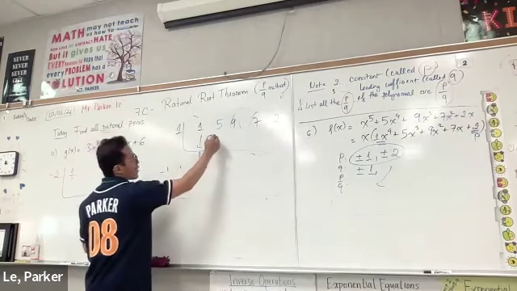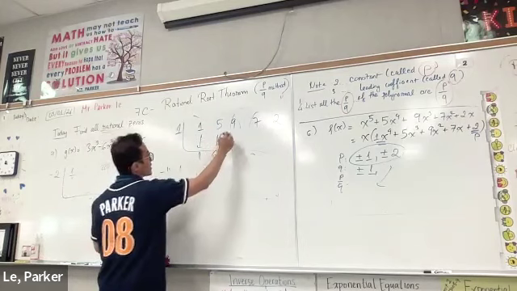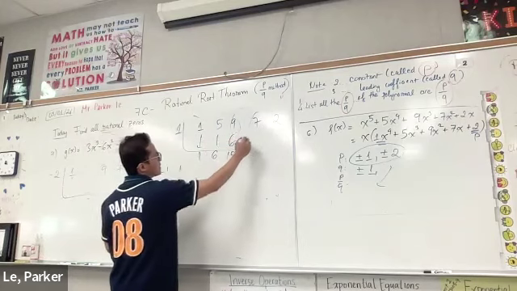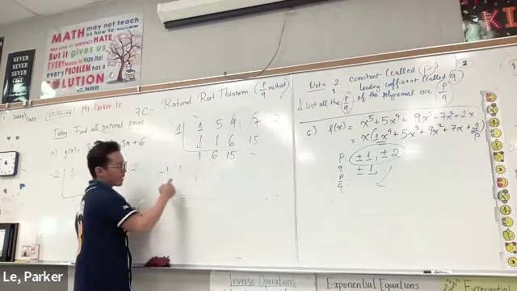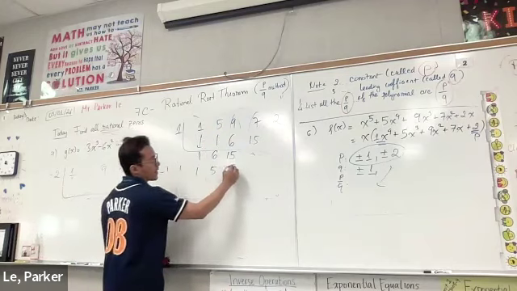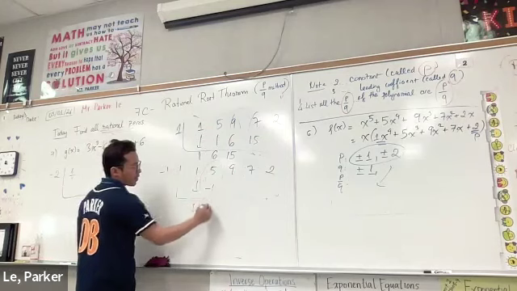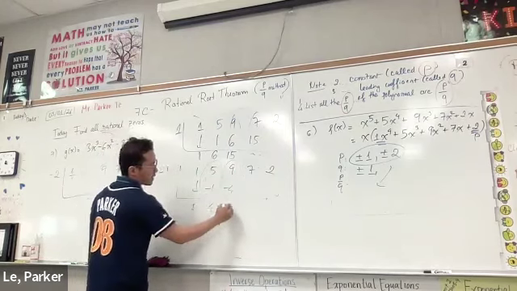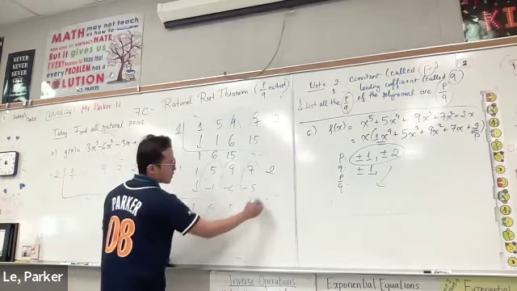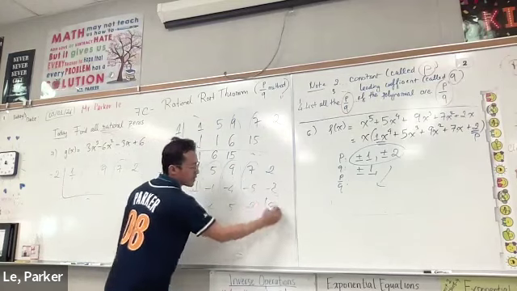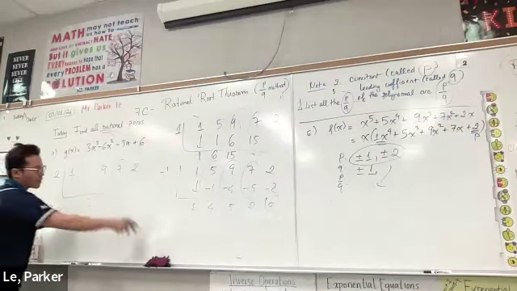So copy 1 down: 1, 6, 6, 15. It won't work. 15 is not going to work, right? How about -1? 1, 5, 9, 7, 2. Drop down 1, -1, 4, -4, 5, -5, 2, -2. That's the one. Yeah, -1 is going to work.